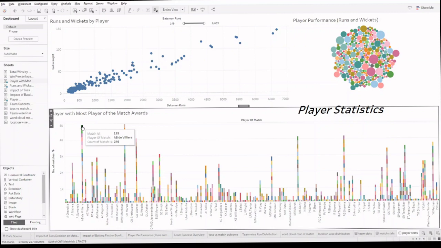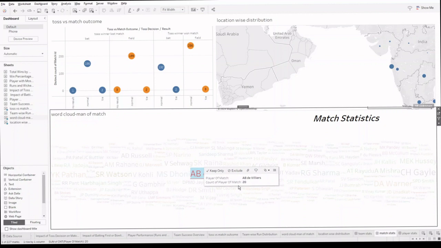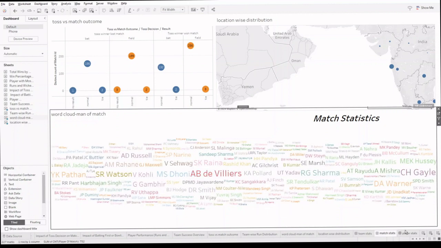Here you can see the match ID and the count of match ID. Like the match ID is 125, yet the count of match ID is 246. That means 246 times that match ID has been coming in the dataset, telling that ABW is man of the match. So if we see in the word cloud, ABW took the man of the match award 20 times.